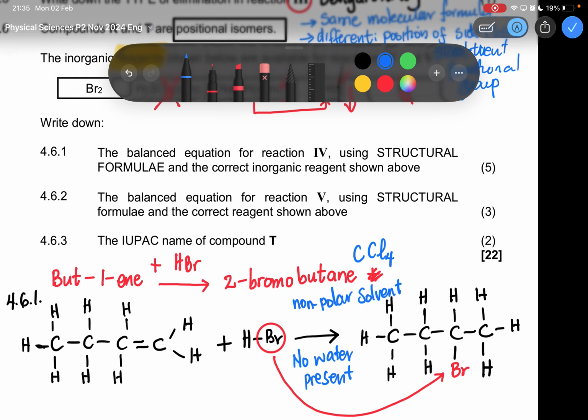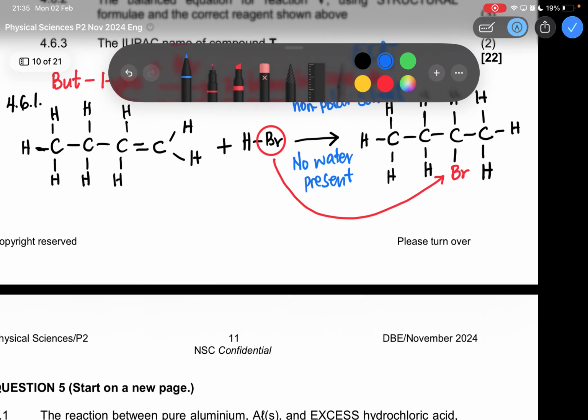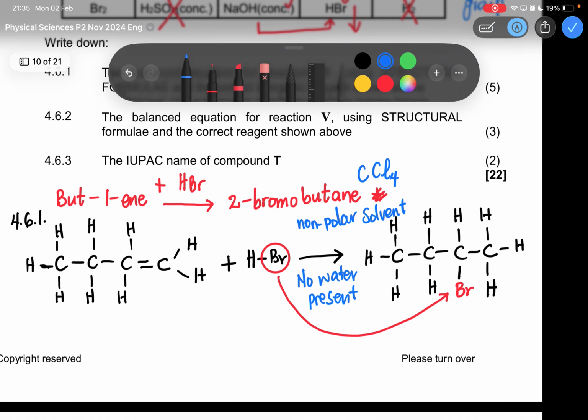Now we have 4.6.2. Write down the balanced equation for reaction 5 using structural formula and correct reagents above. To do that again, so I'm going to remove this.